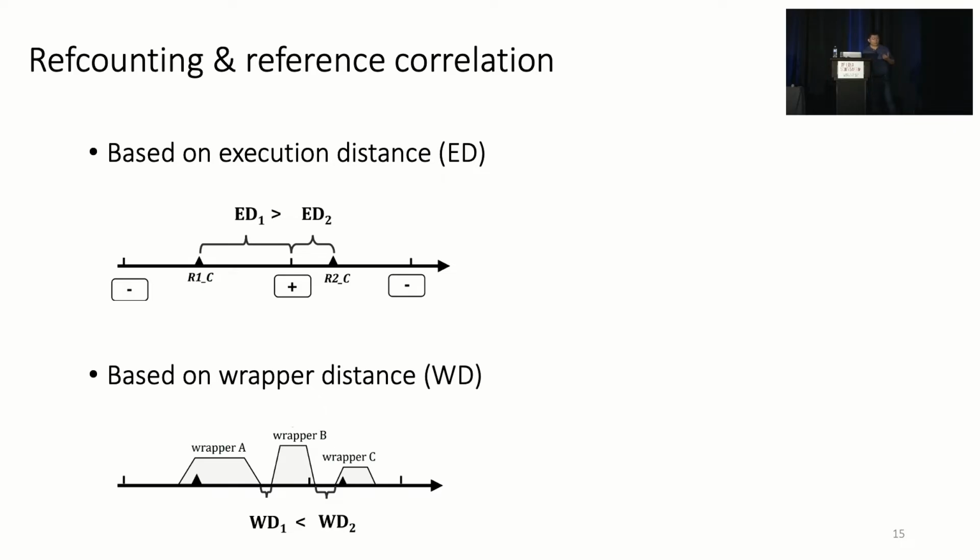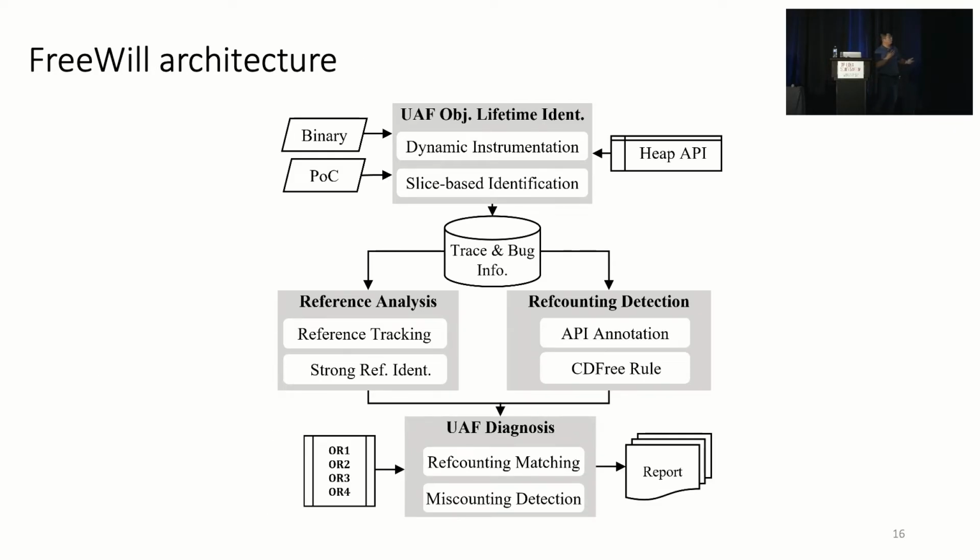So based on our algorithm, we designed this tool, FreeWill. We are going to run the program with the POC and get the execution trace. Then we try to identify the use of the freed object. We try to identify the references, and we want to correlate the references with the reference counting behaviors, and finally, use our algorithm to detect any miscounting behavior that leads to premature free, and finally, use-after-free bugs.